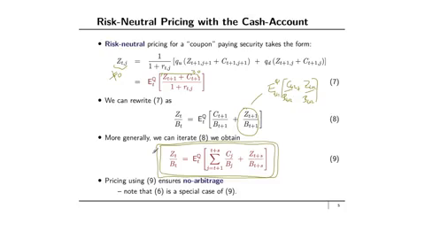Note also that equation 6 is actually a special case of 9, because we get equation 6 from 9 by just taking all of these CJs equal to 0. So this is an extremely important result. It guarantees that we can price everything with no arbitrage.